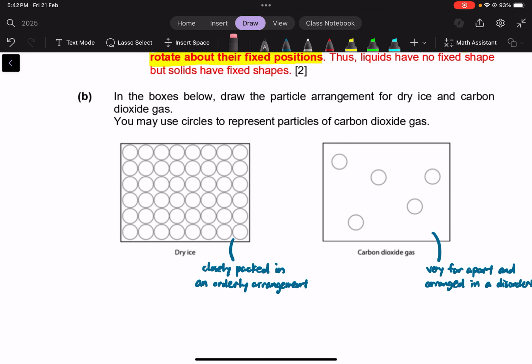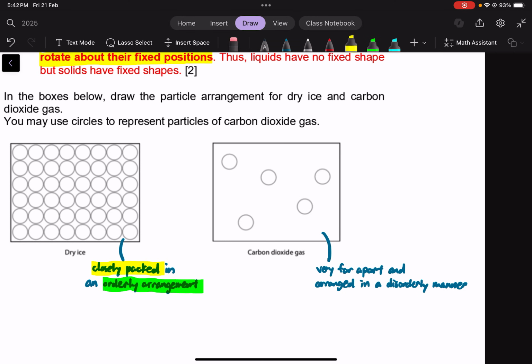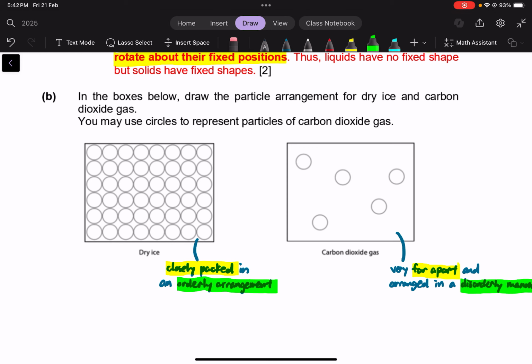Okay, so similarly, for part B at the bottom here, you have to show me that in a solid, the particles are closely packed. The first thing is closely packed, then the second thing is orderly arrangement. Then for gas, you must show me that they are far apart and in a disorderly manner. So you need to show both elements in your drawing for me to give you the mark.